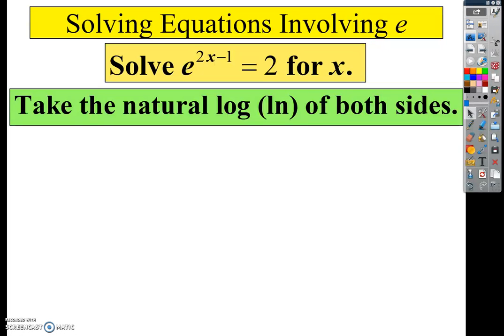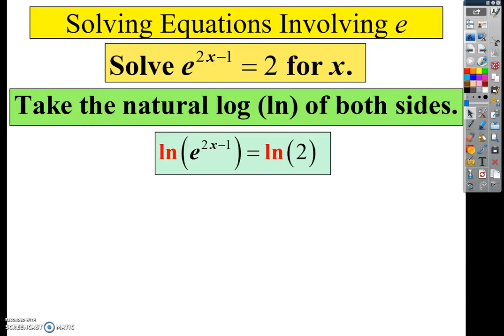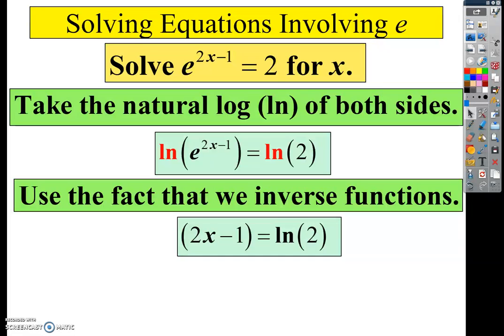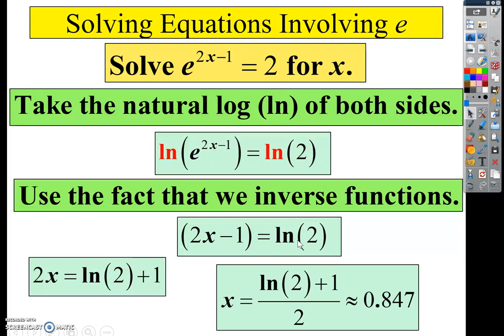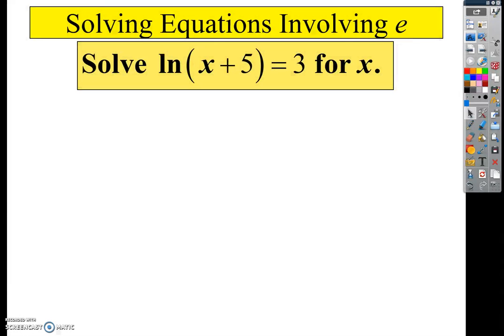You can take notes on this if you want, because you do need to remember how to manipulate things. Take the natural log of both sides. And we know they're inverse functions, so this undoes that, and we're just left with the exponent. 2x minus 1 equals the natural log of x. And so we get this fancy thing. So pretty straightforward stuff. No big deal.